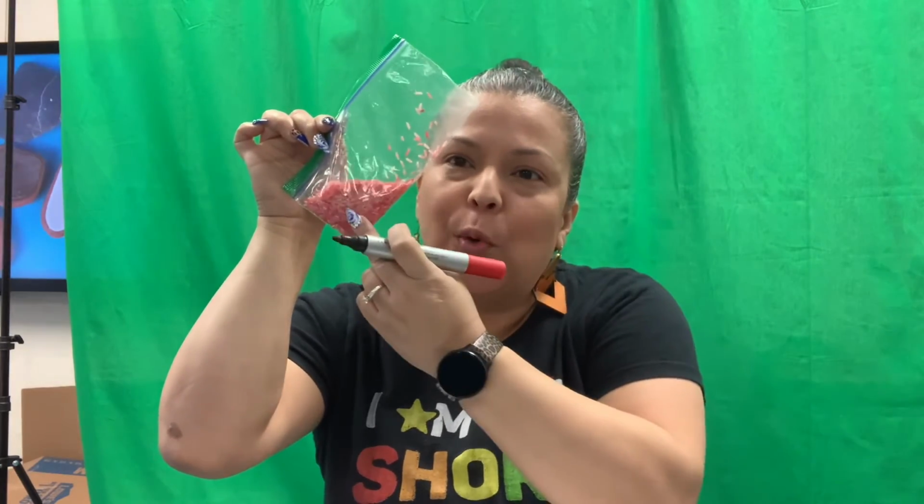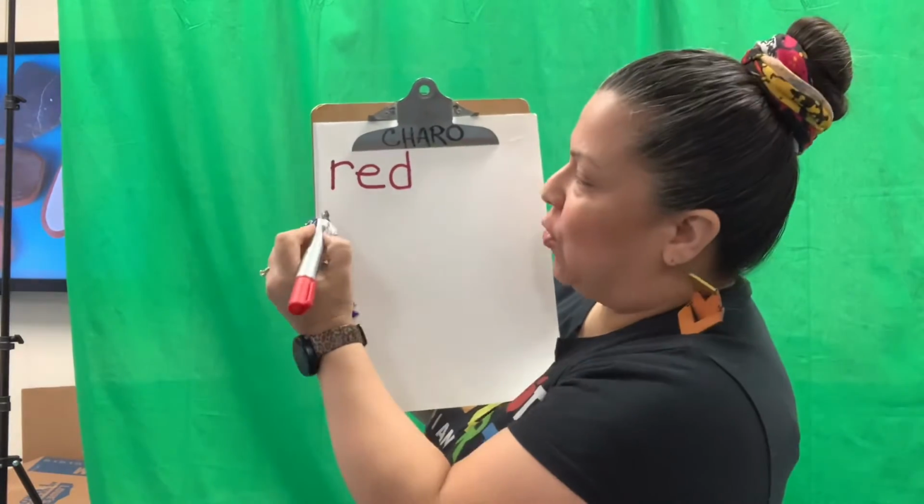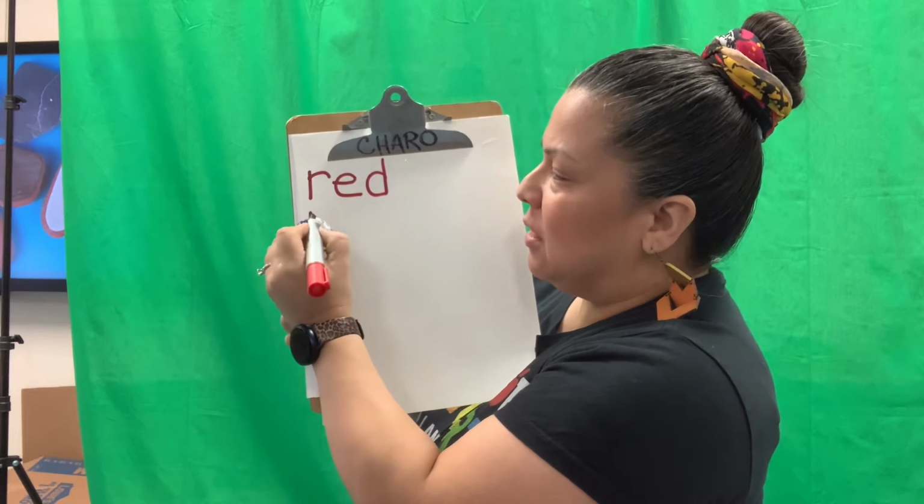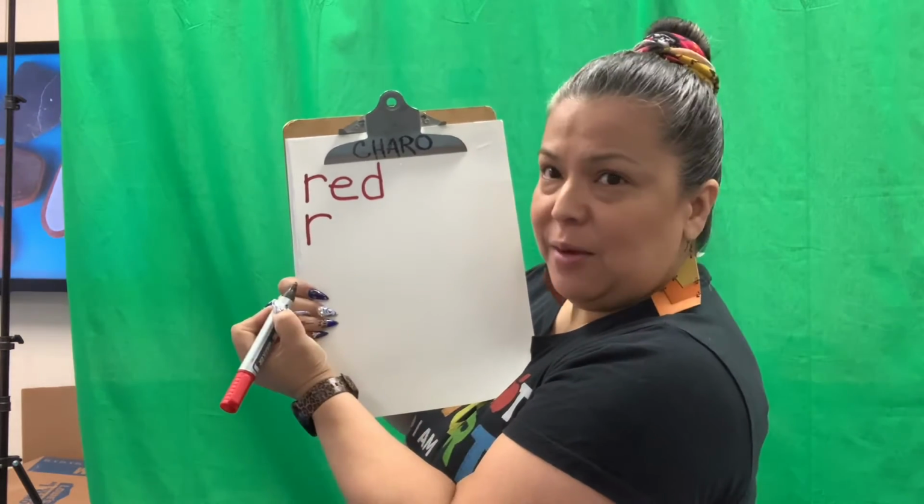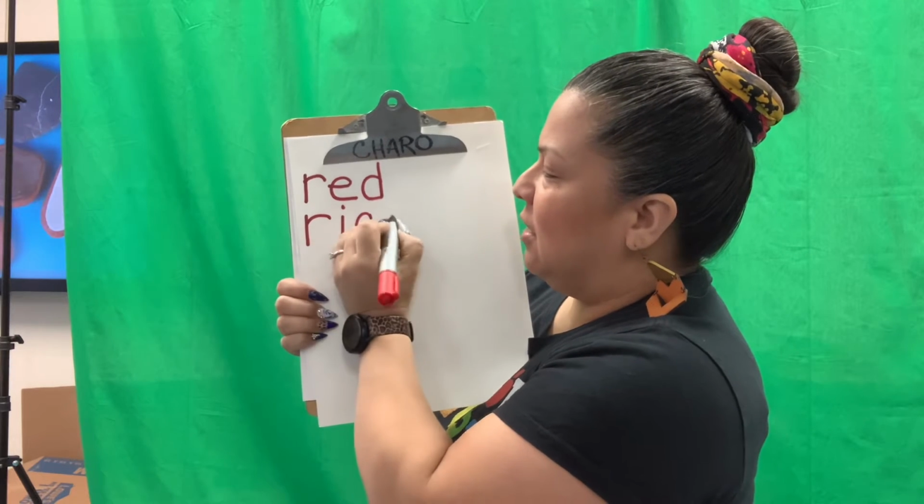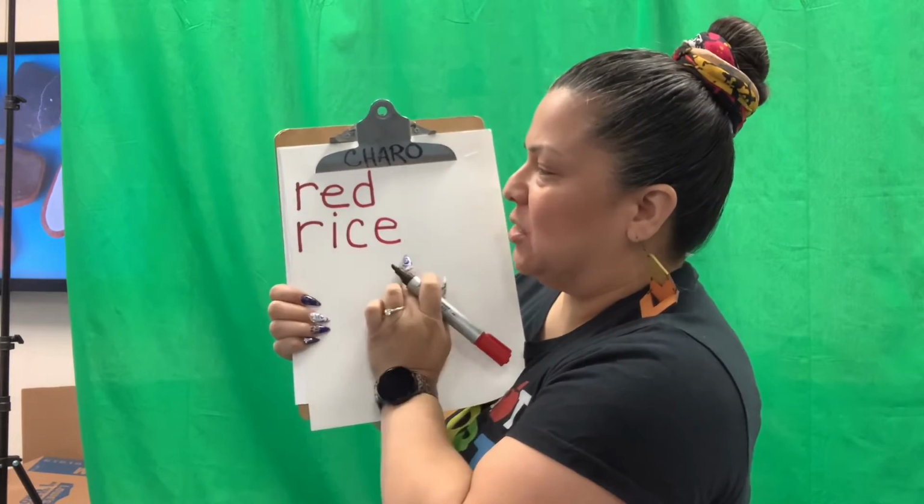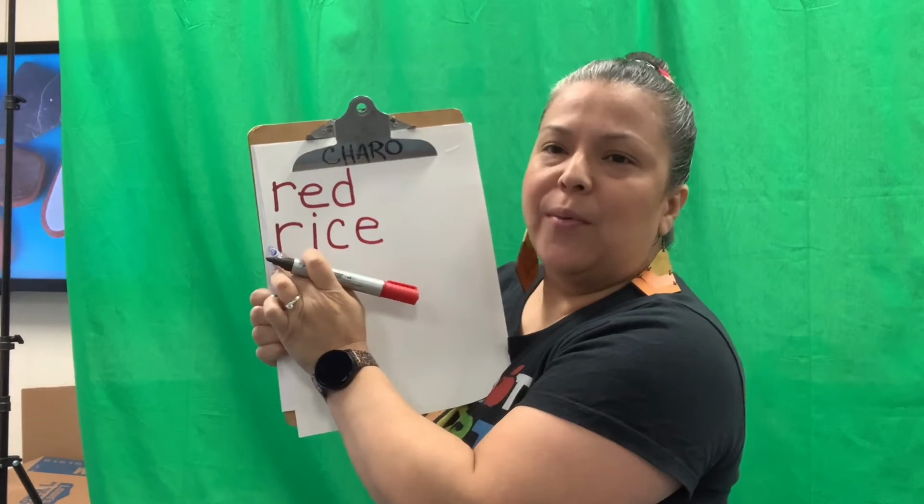What's another word that starts with the letter R? We already said red. What about rice? Red rice. Miss Charo gave you red rice. Okay, rice. Again, lowercase r, top to bottom. Bring it to the center. Okay, then the letter I, dot, C, and then E. Rice. R-I-C-E spells rice. Red and rice.